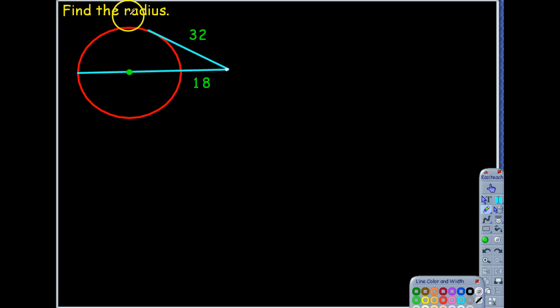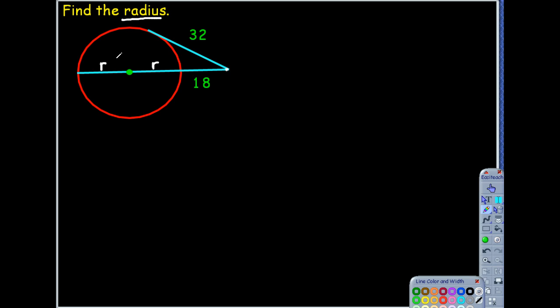Now, let's talk about this idea of a radius. What is a radius again? A radius goes from the center to any point on the circle. So it can go from here to here. It could go from here to here. So I could say this is a radius, this is a radius. Okay, just something to keep in mind.